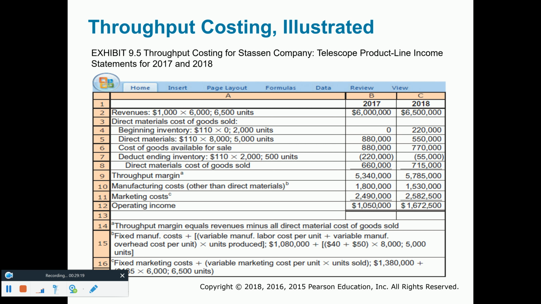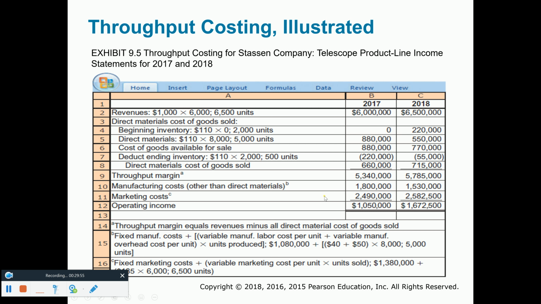And you can see here's an illustration with the 2 years side by side. Remember, we sold $6 million in 2017, and in 2018 we sold $6.5 million. These are the numbers that we looked at earlier, but remember, we're only going to consider materials. And remember, materials out of the $200 per unit were only $110. So we're only considering materials when we're calculating cost of goods sold, and then we're throwing in all of our other manufacturing costs after the throughput margin calculation.